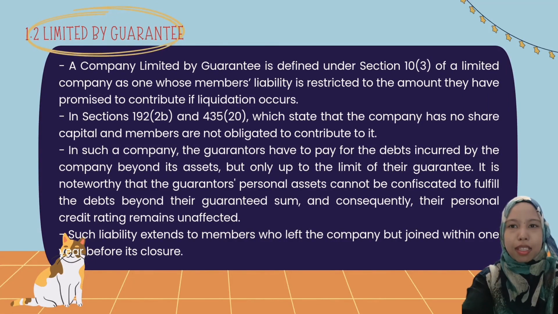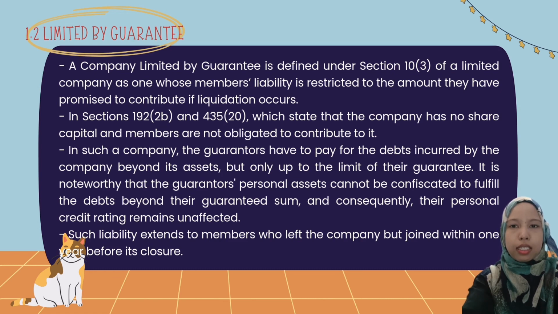Next slide is limited by guarantee. A company limited by guarantee is defined under Section 10 of the Companies Act as one whose members' liability is restricted to the amount they have promised to contribute in the event of liquidation or costs. Next, in Sections 19, 22B and 435, 20, which state that the company has no share capital and members are not obligated to contribute to it.